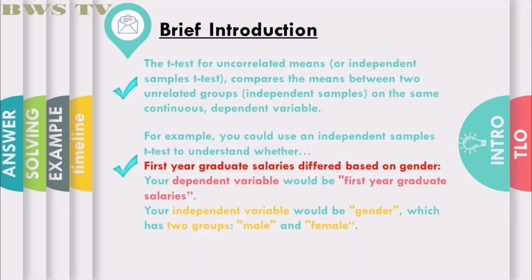For example, you could use an independent sample t-test to understand whether first-year graduate salaries differed based on gender. Your dependent variable would be first-year graduate salaries. Your independent variable would be gender, which has two groups, males and females.